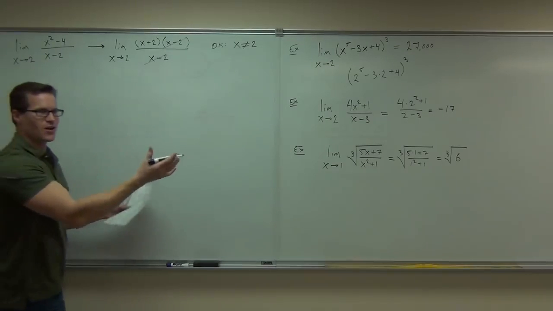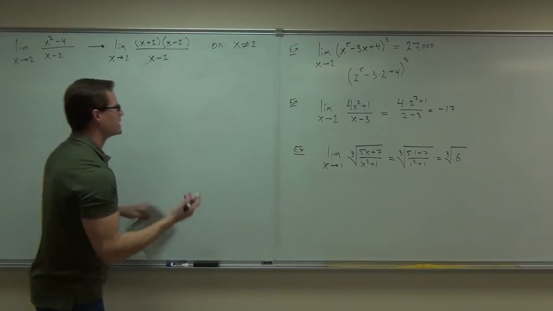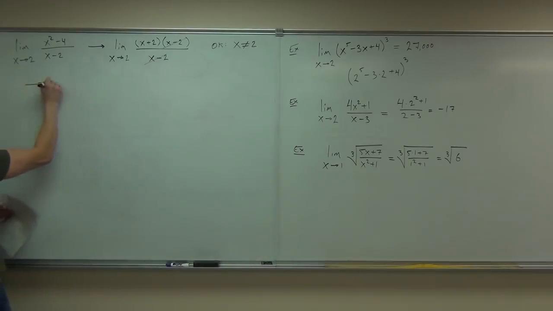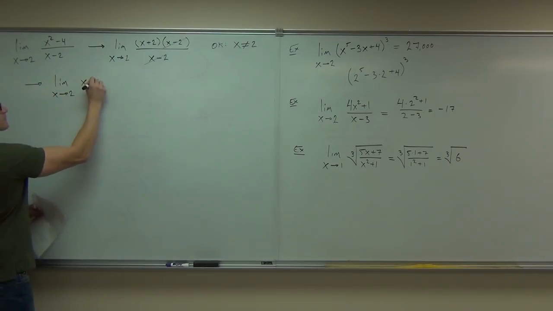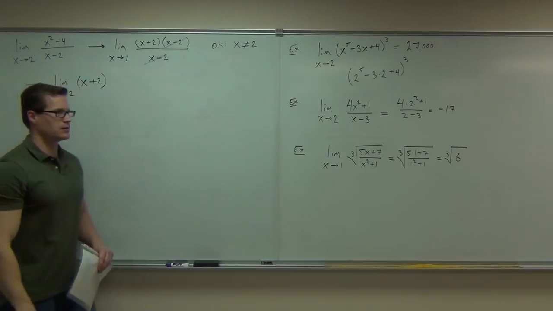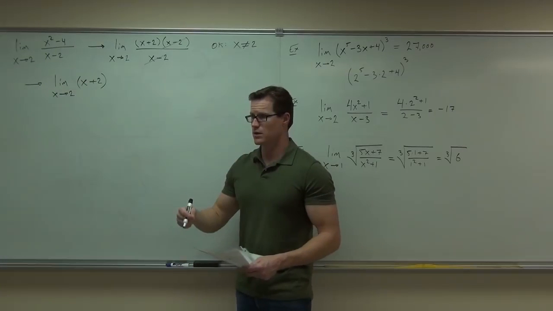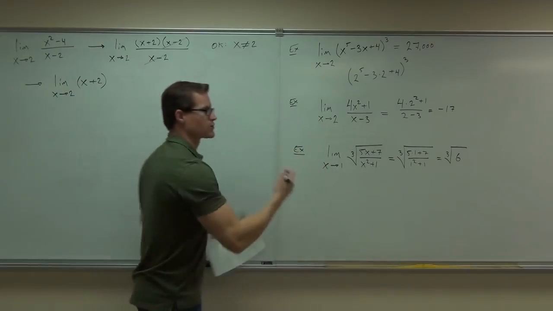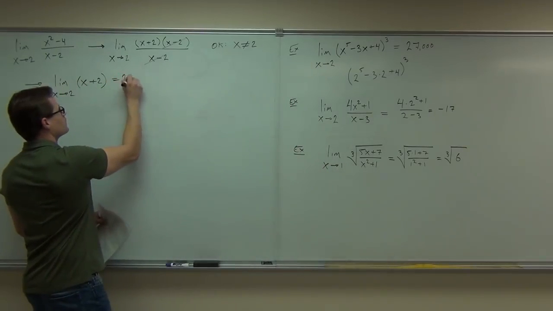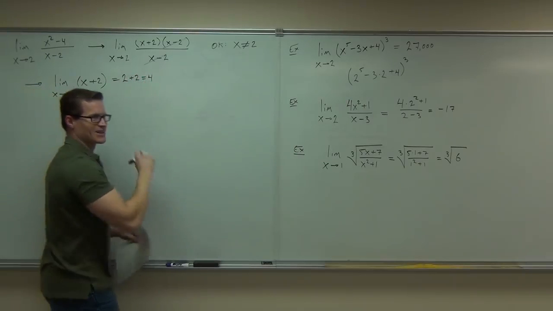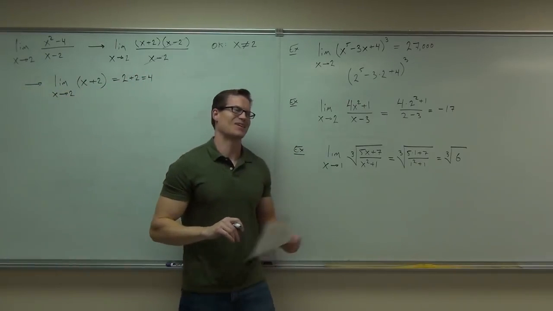So what we can do now is say, all right, then this, according to the limit, is exactly the same thing as that. Is that now a polynomial? Sure. Can you plug in 2? How much are you going to get? 4. Answer's 4. That's kind of neat, right? That should be amazing to you.